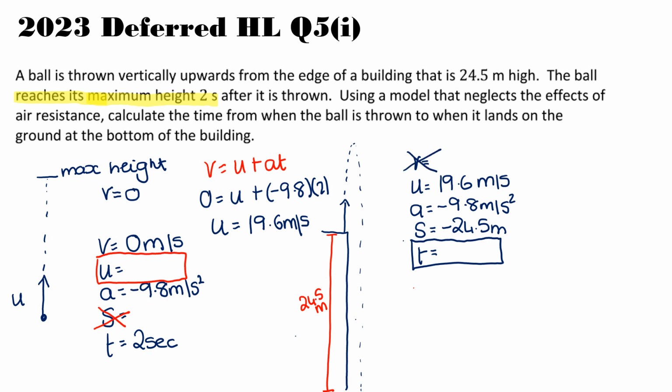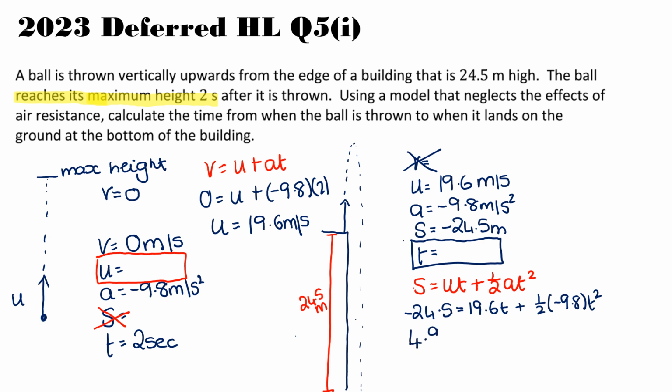We can go back to our log tables this time for this section, and this section is the whole movement of the ball. So from the time it leaves the top of the building until it lands again, we don't care about v, so we're going s is equal to ut plus a half at squared. So that gives us minus 24.5 equals 19.6 t plus a half minus 9.8 t squared. So a little bit of cleanup on that gives us 4.9 t squared minus 19.6 t minus 24.5, and that all equals 0. We have a quadratic, we want to solve it.